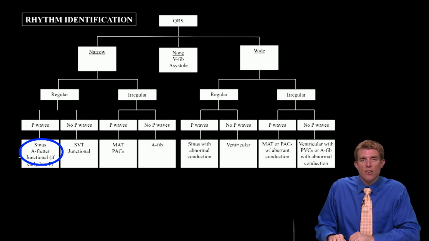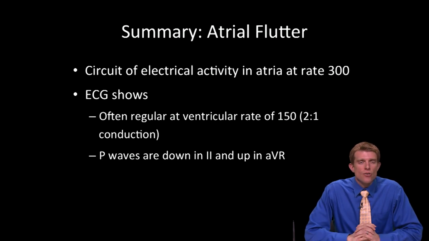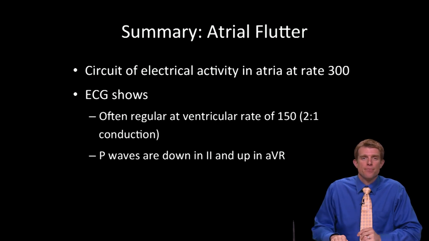And not a sinus tachycardia. So in summary, atrial flutter is a circuit of electrical activity in the atria with a rate of around 300. The ECG shows a regular ventricular rate that is some divisor of 300, often 150. P waves are down in 2 and up in AVR, which is opposite of what we see in our sinus rhythm. Thank you.